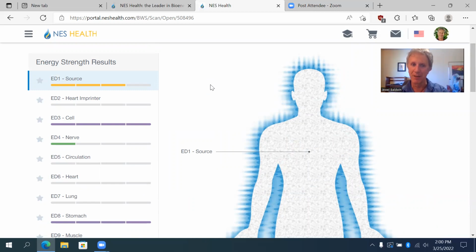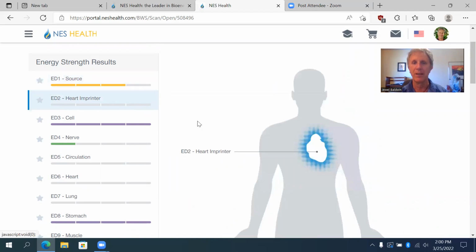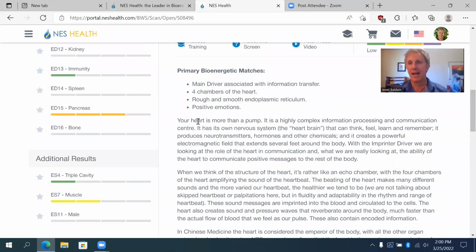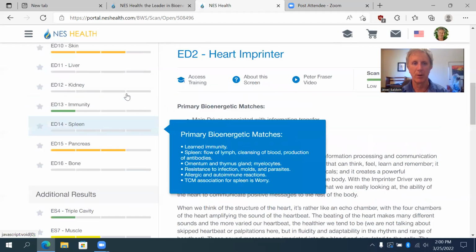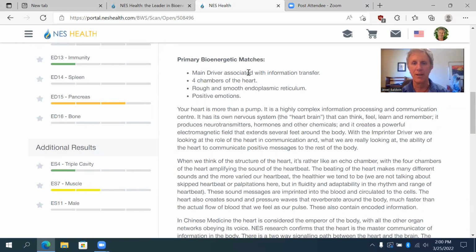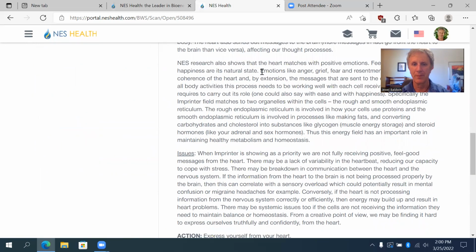So it's not exactly the physical heart. It relates to a function of the heart field. It relates to positive emotions, of course. The heart field is always about positive emotions in Chinese medicine. This is really very important. This was not a priority for me, but it can be a priority for some people. And you can read through all these screens, which have loads of information on each scan item.